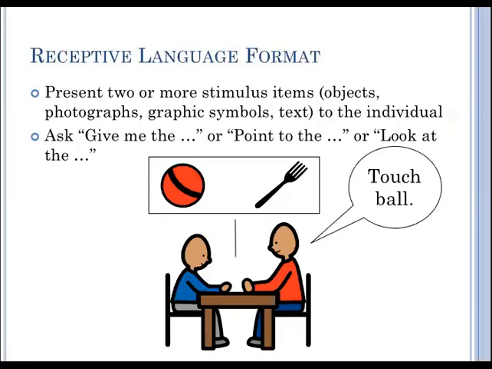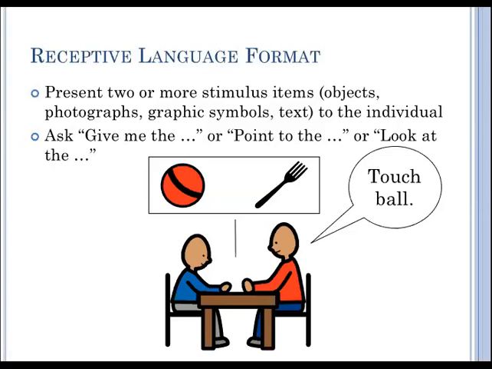In a receptive language format, you would put 2 or more items, be they objects or photographs or graphic symbols or text, and you'd put them in front of the individual, and then you'd ask them to either give you the item, or point to the item, or look at the item. So this is good for individuals who might have complex motor needs and may not be able to physically point to or pick up the item if they can even look at the item. So for some individuals, you might be holding the items out and up so that they can just look forward, left and right. So you need to think about how you set that up for a given person.